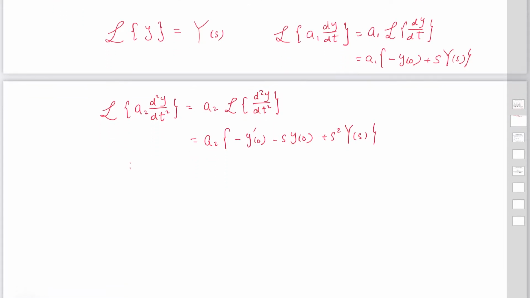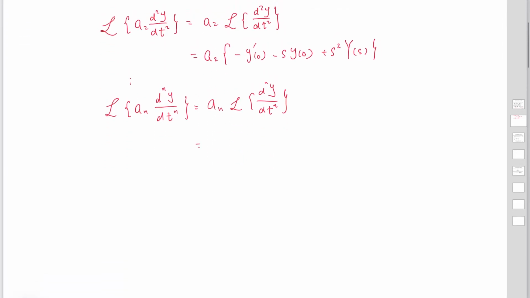So in general, for the Laplace transform of a sub n times the nth derivative of y with respect to t, a sub n can move outside of the Laplace transform because a sub n is a constant. Then the Laplace transform of the nth derivative is given by s to the n times the Laplace transform of y, minus s to the n minus 1 y0, minus s to the n minus 2 y prime 0, and so on, up to the y sub n minus 1 derivative at t equals 0.